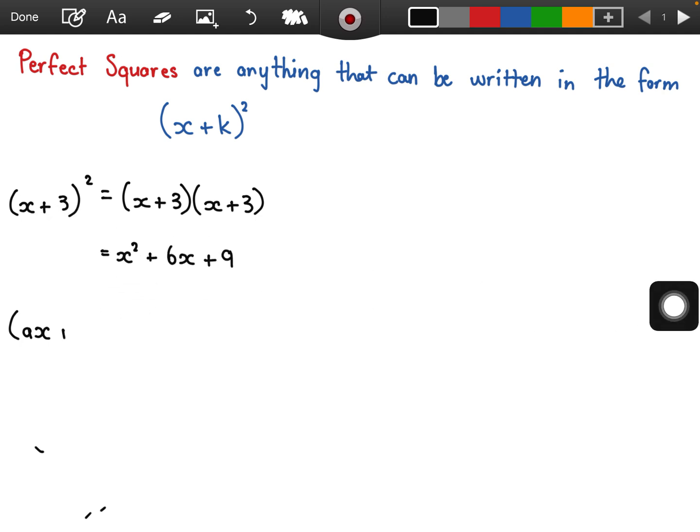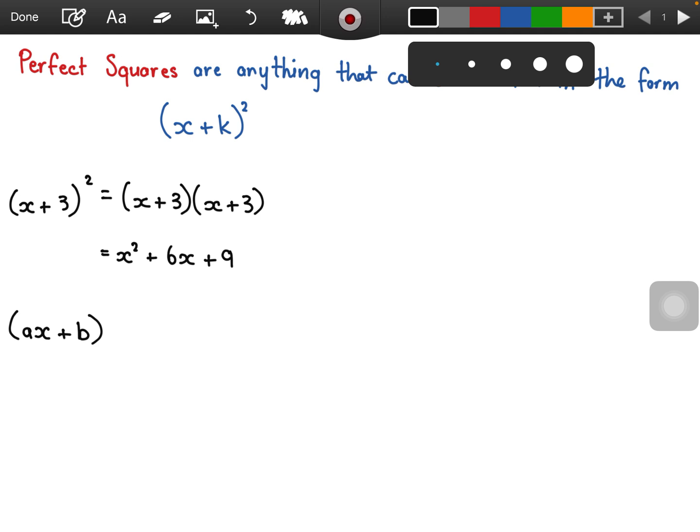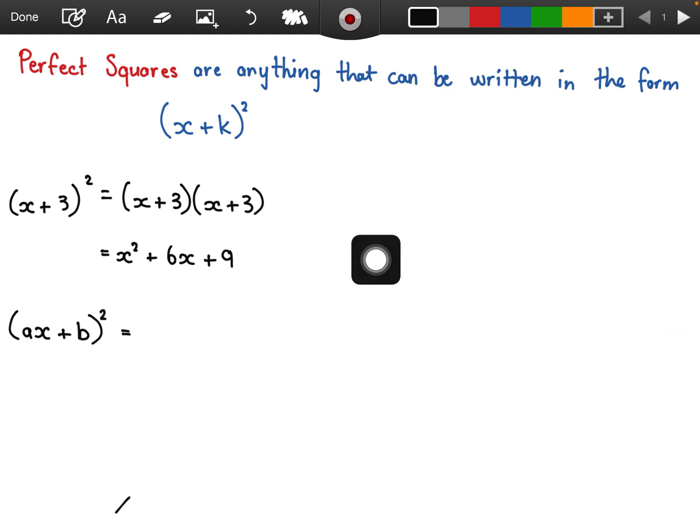Okay, let's have a look at this in terms of algebra so that we can see the form that anything that's a perfect square will take. If we were to look at (ax + b) being squared, what form would that take? No matter what the coefficient on x is, no matter what that constant being added is, what kind of expression are we going to end up with?